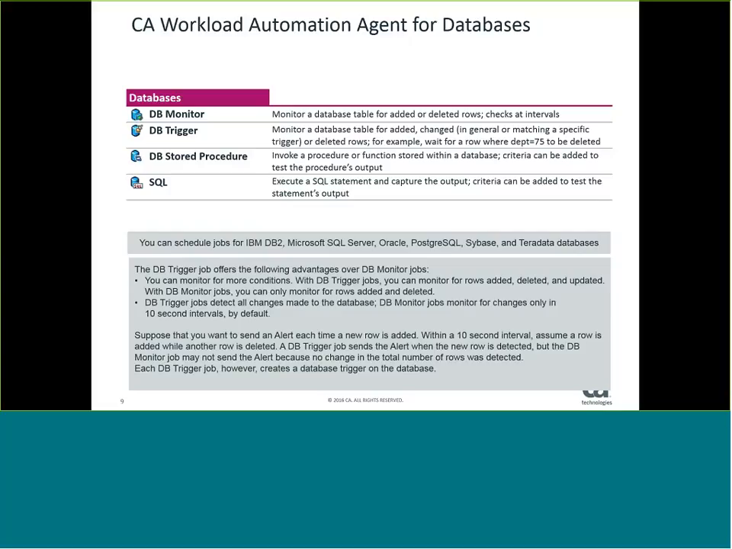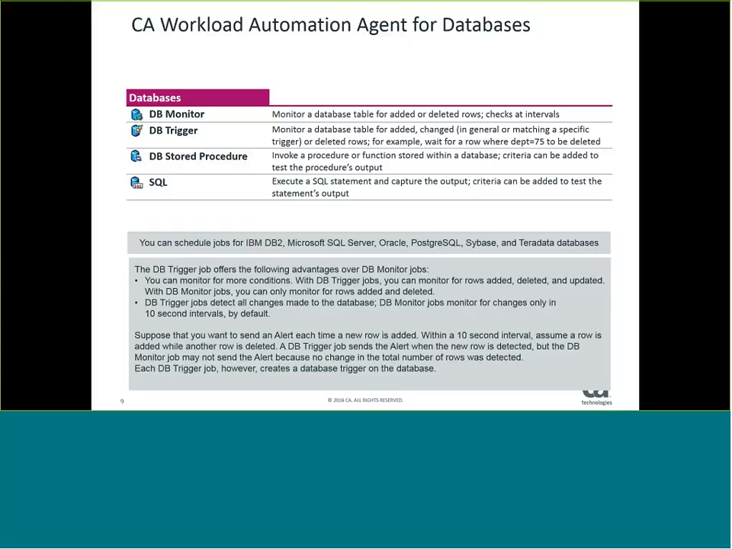A few things down below, just again hitting on the differences between the trigger and the monitor. The database trigger really offers a few advantages over the database monitor, right? You can monitor for more conditions. With the trigger job, you can monitor for rows added, deleted, and updated. And with the database monitor job type, you're really just able to capture if rows are being added or deleted. And then the other benefit is the trigger is detecting all changes made to the database, and the database monitor is monitoring for changes only in 10-second intervals.